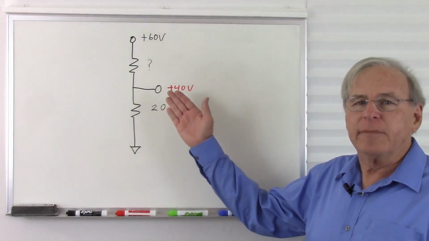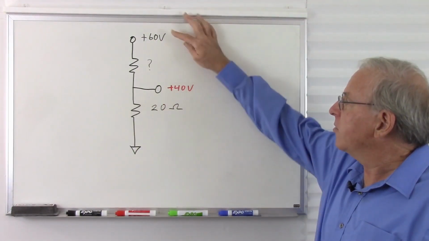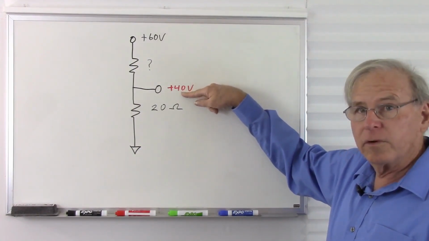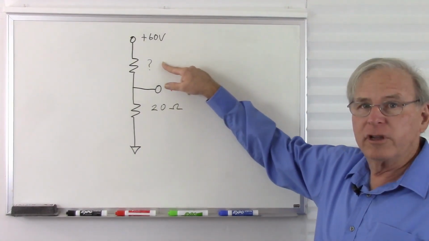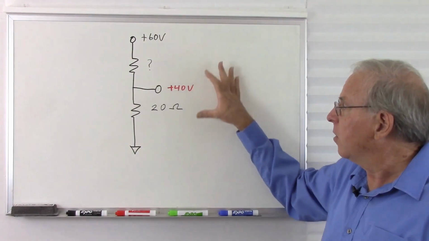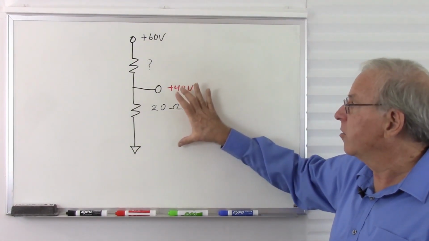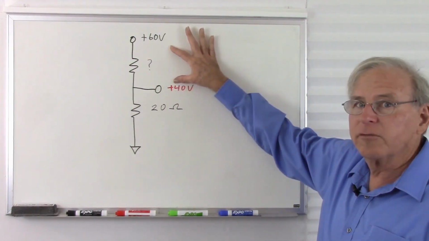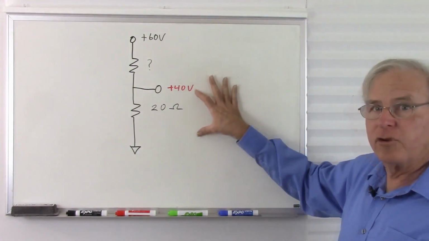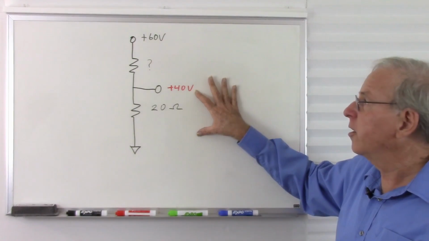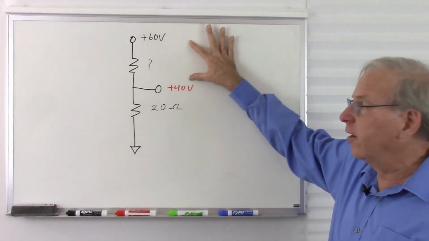Here's another find the mystery resistor problem. We have 60 volts, 40 volts, and 20 ohms. The question is, what is this resistor? Well, we have 40 volts and 60 volts. Here is 40 volts plus this voltage must add up to 60. So we have 2/3 of our voltage here. We must have 1/3 of our voltage there.